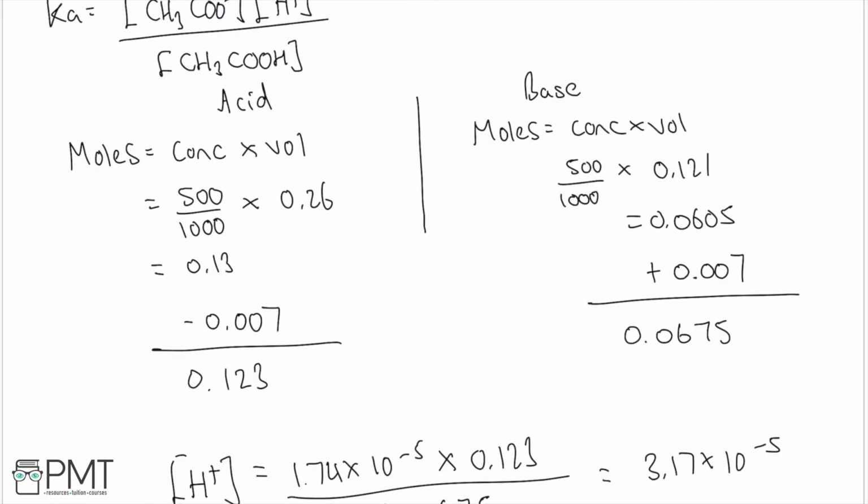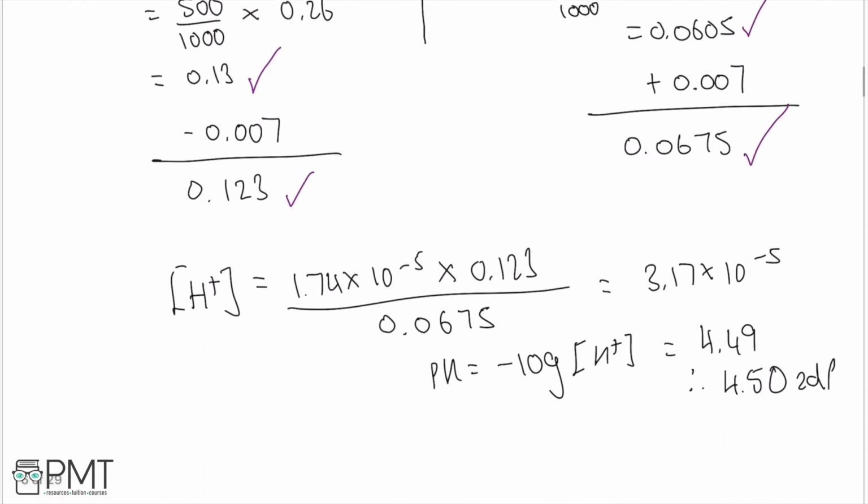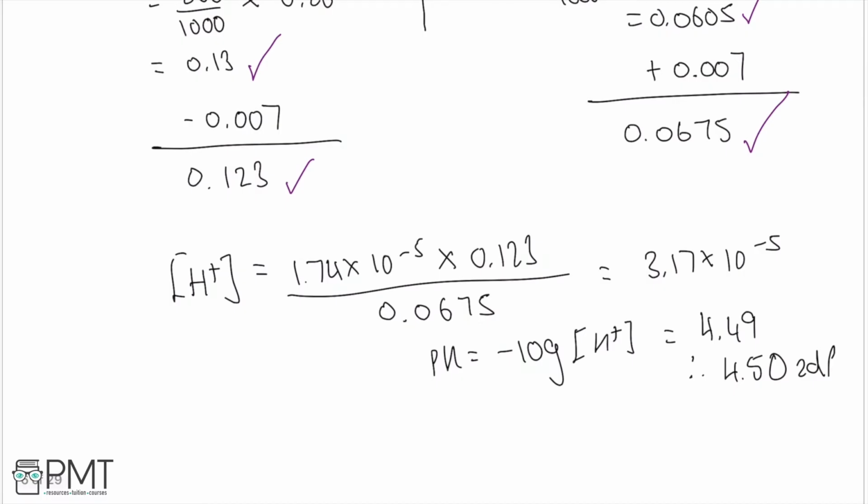Now, if we look at where the marks are allocated, we get a mark for working out the moles of ethanoic acid, a mark for the moles of sodium ethanoate, and a mark for the moles of CH3COOH after addition, so that is the value of 0.123, and also the value of 0.0675. We then get a mark for working out the H plus concentration of 3.171 times 10 to the minus 5, and then putting that into our final equation to get an answer of 4.50.